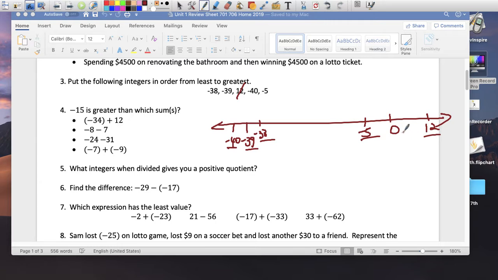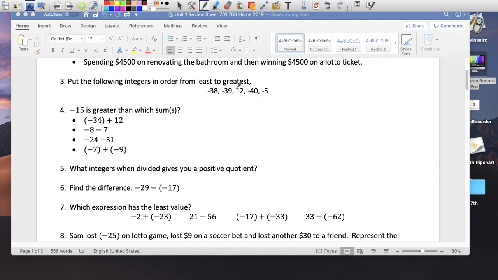Careful, because I heard some people say today that the greatest number is the one closest to 0. Not true. It's the one furthest to the right on a number line. Not closer to 0, but whoever is on the right side. In this case, 12 is the furthest number on the right. If 12 wasn't here and 0 wasn't here, negative 5 would be the greatest number, not because it's closer to 0, but because it's furthest to the right. As you go right, the value increases.